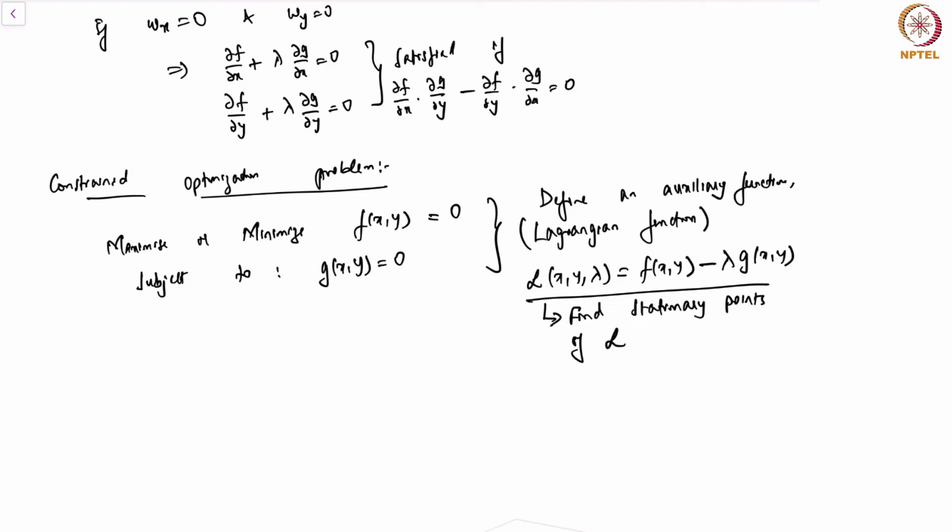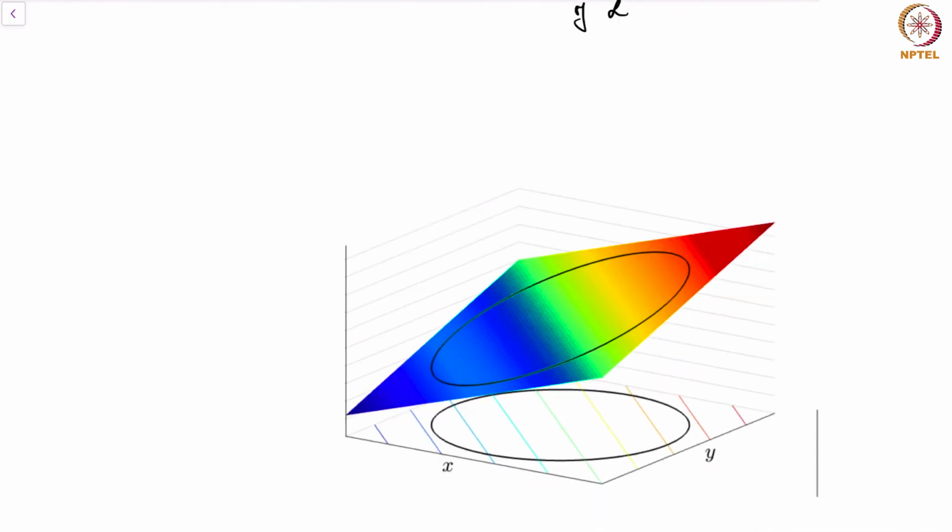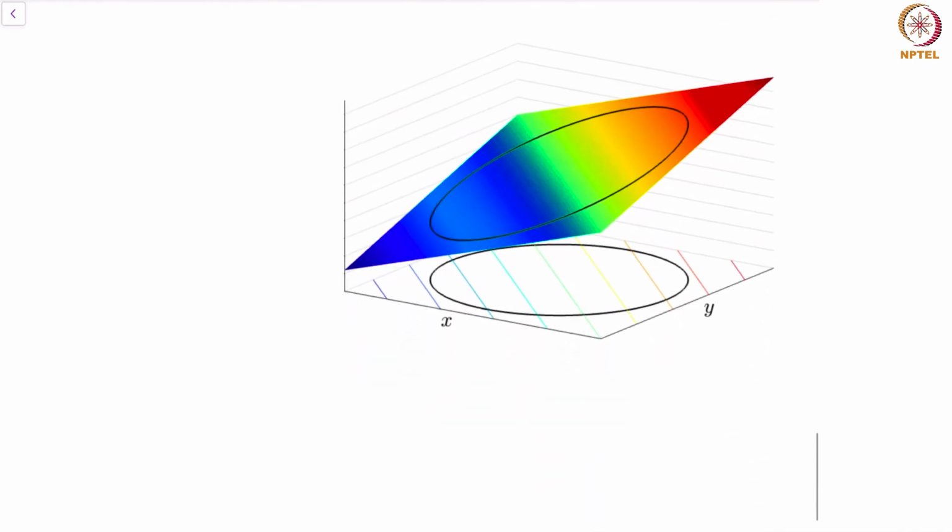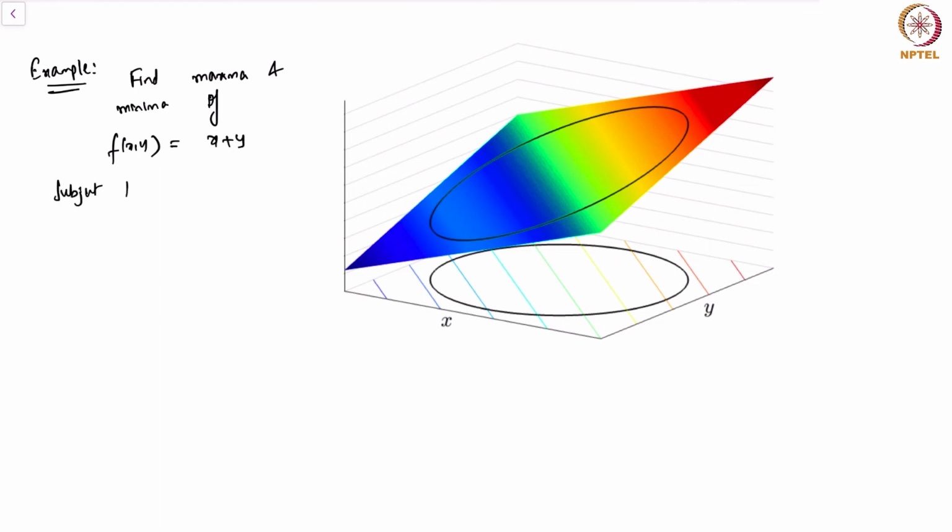So let's basically take up an example. This is an example that we've already shown earlier. So here's the original problem. Find maxima and minima of f of x comma y, which is equal to x plus y, subject to g of x comma y equal to x square plus y square equal to 1, or g of x comma y is x square plus y square minus 1 equal to 0.